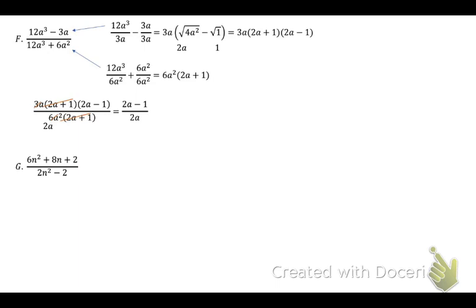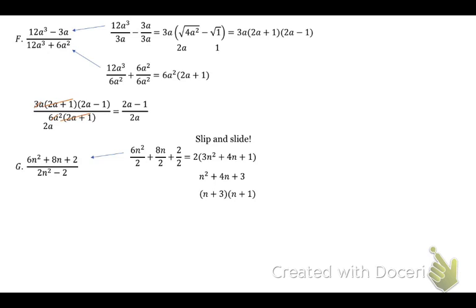So we look at the top, pull out a GCF of 2. So that's 2, 3n squared plus 4n plus 1. We're going to use slip and slide inside here. So that's going to be n squared plus 4n plus 3, which is n plus 3, n plus 1. But I multiplied by 3 to begin with, so now I'm going to divide by 3. So that's going to be n plus 1 and 3n plus 1. So that ends up factoring to 2, n plus 1, 3n plus 1.